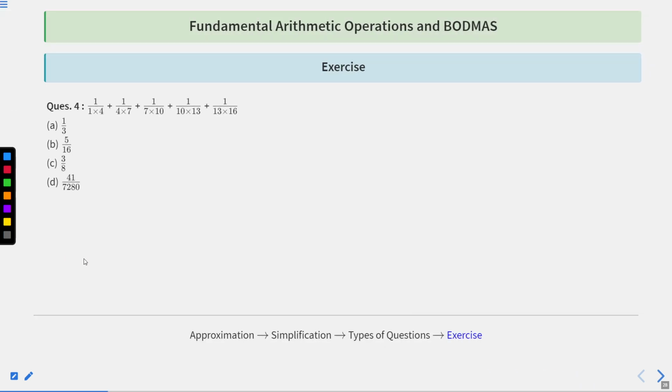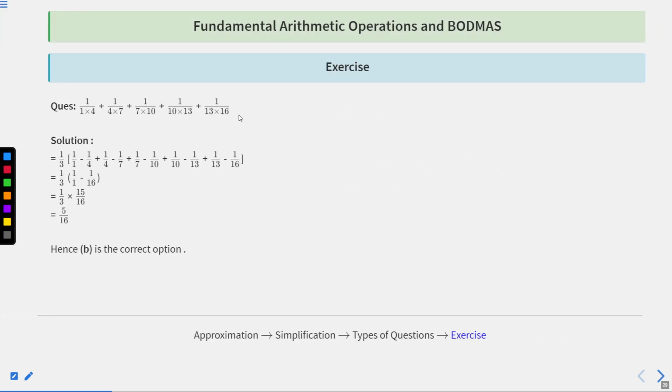Now moving to problem number 4. In this problem, we have 1 upon 1 into 4 plus 1 upon 4 into 7 plus 1 upon 7 into 10 plus 1 upon 10 into 13 plus 1 upon 13 into 16. So we have to find the sum here.